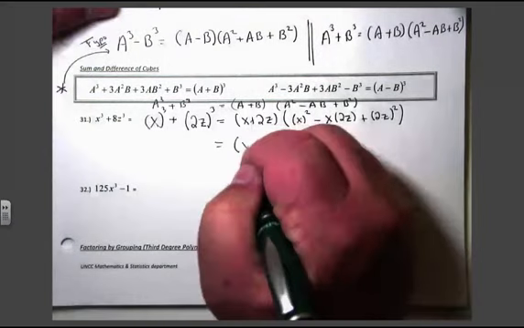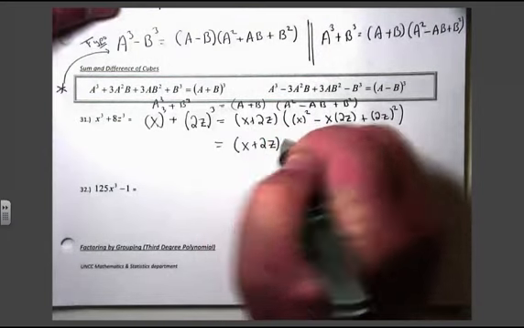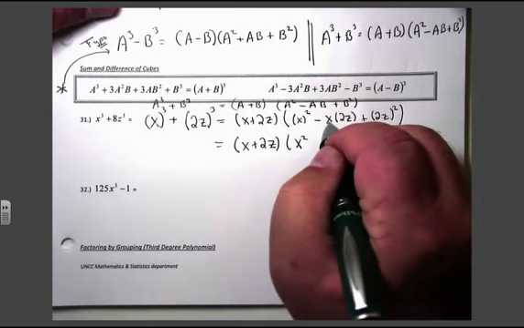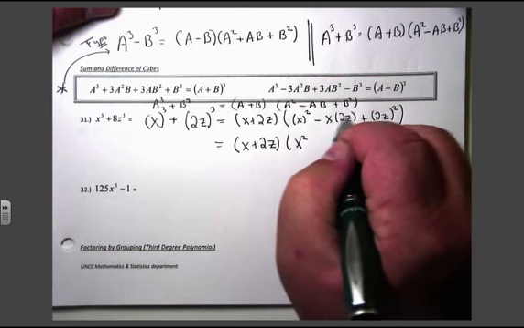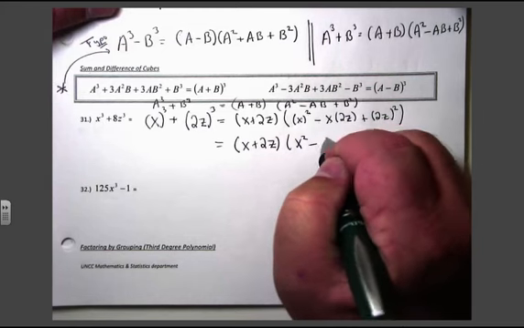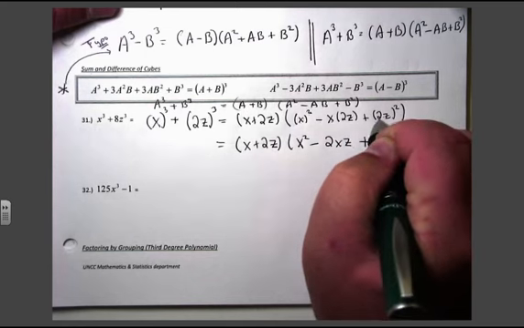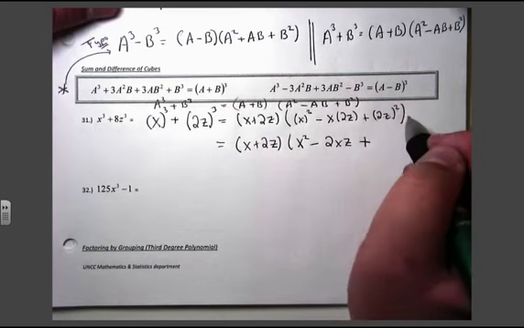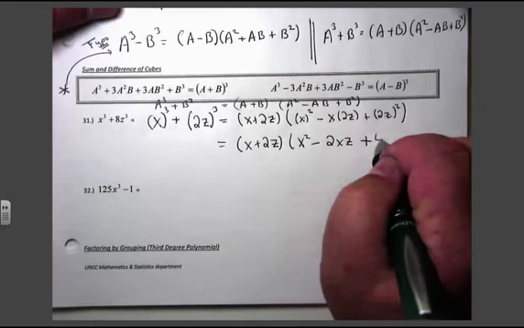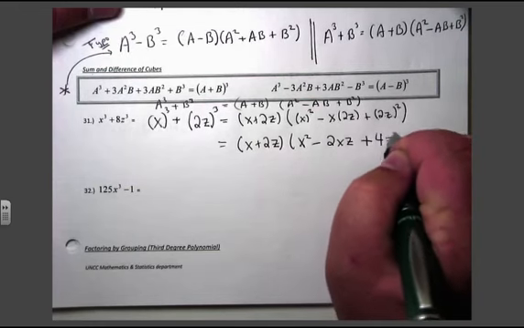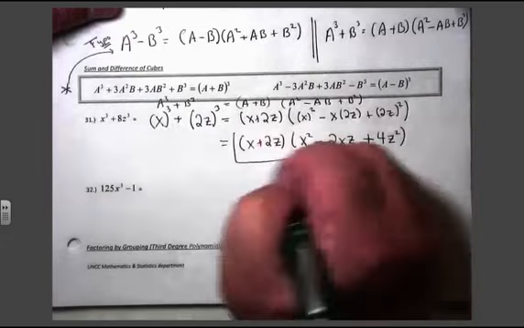This will be x plus 2z times x quantity squared, which is pretty much just x squared. How would you clean up minus x times 2z? Minus 2xz, but most important, plus. How does 2z quantity squared clean up? What are you going to get there? What is that? 4z squared. There is my final answer.